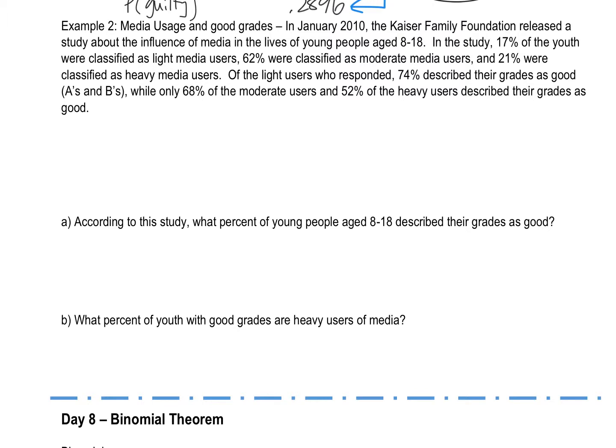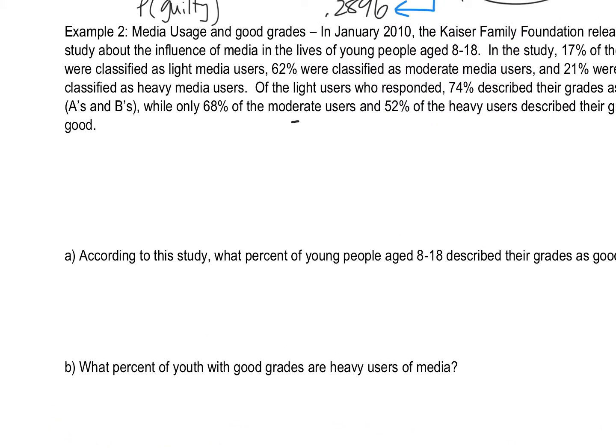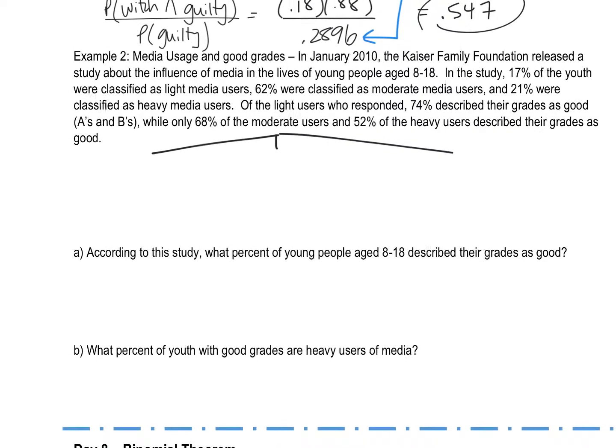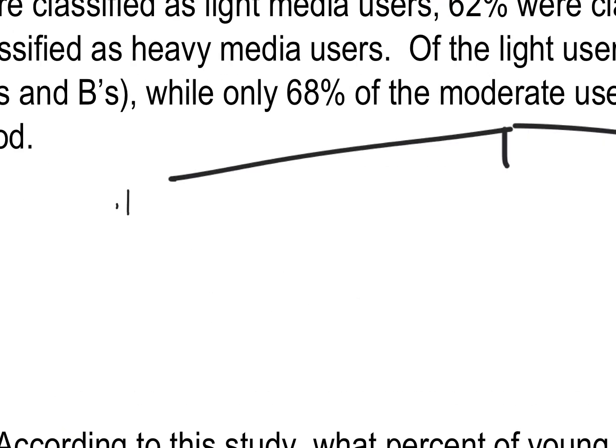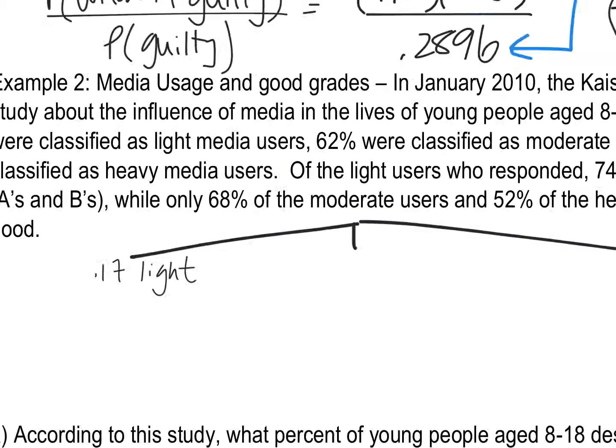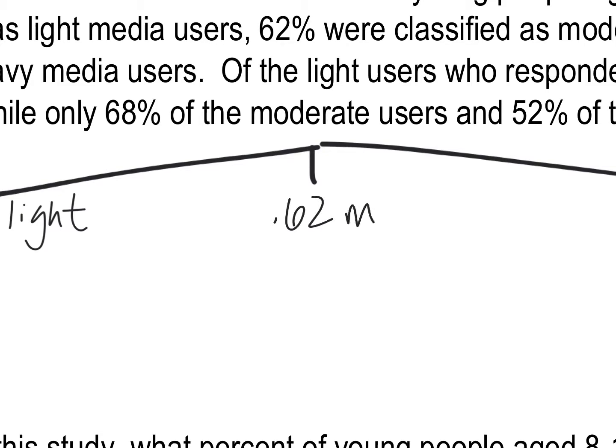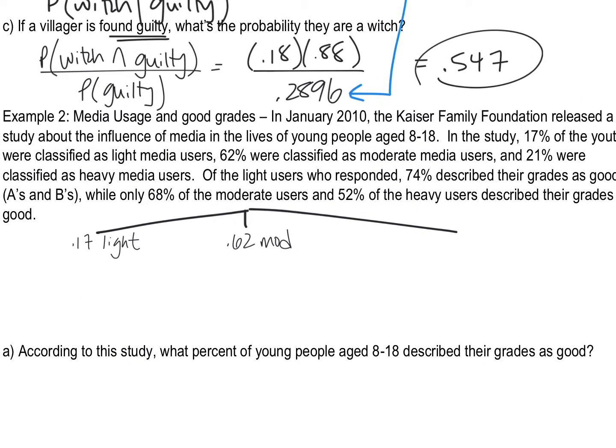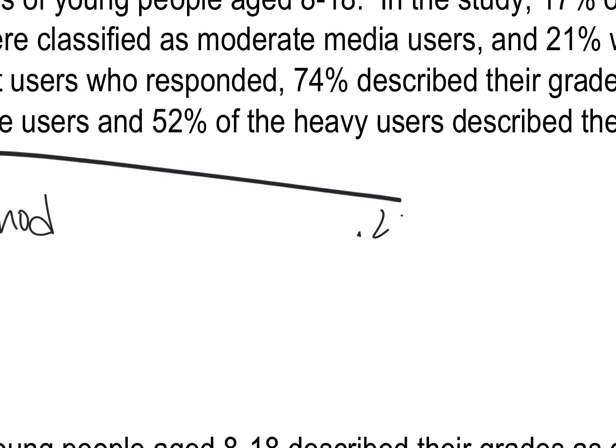We're given 3 numbers here. 17 are light, 62 are moderate, and 21 are heavy. And by the way, those 3 numbers add up to 100, so those are my only 3 categories. I'm going to start my tree, and I'm going to spread them out. So I've got 17% as light, so 0.17 light. 62 is moderate, so 0.62 moderate. And the last one is 21 as heavy, 0.21 heavy media users.